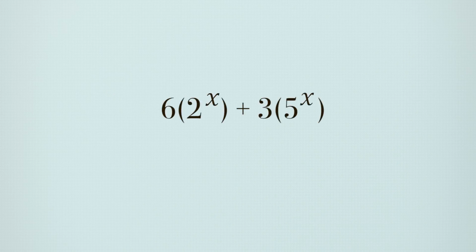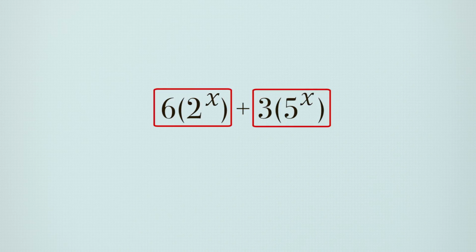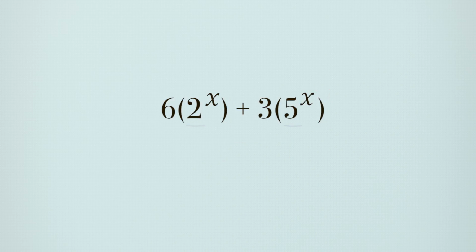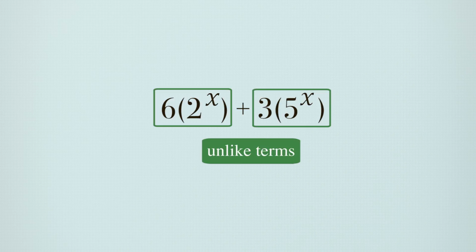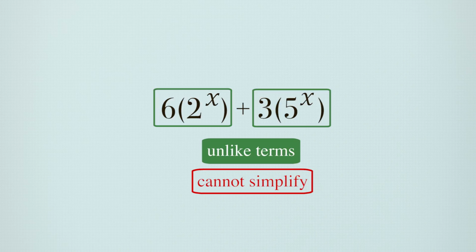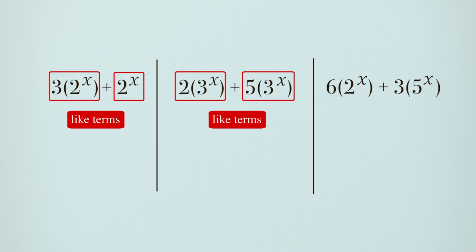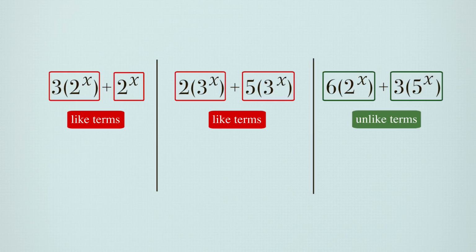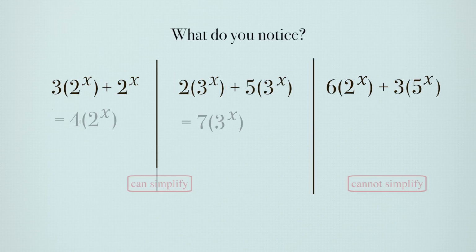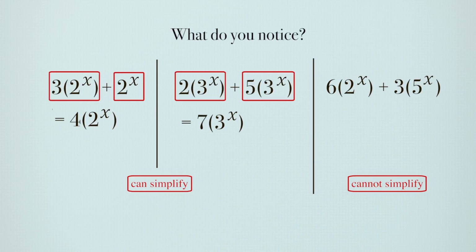Next, can we do the same for this expression? First, are these two terms like terms? Well, they have different bases, so they are unlike terms. In other words, we cannot simplify this expression. Let's look at the examples again. These are like terms, and these are unlike terms. What do you notice? We can only simplify an expression when there are like terms.